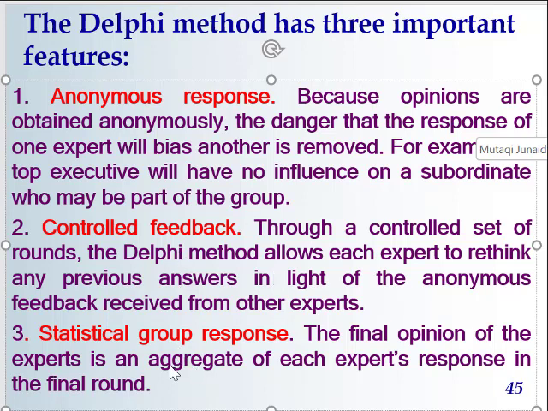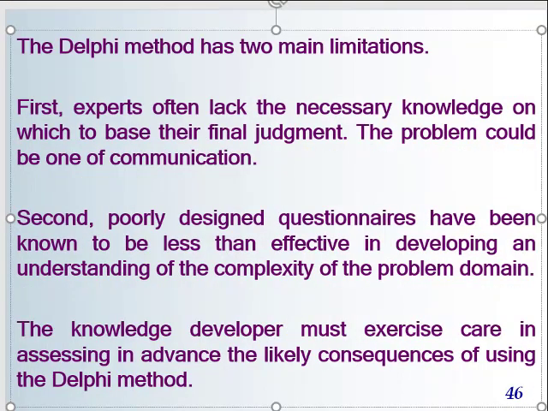The third thing is that the final output we get is a statistical group response. It's not a single person's, because it's anonymous and experts don't know whose solution it is. The solution which comes at the end is the solution of the whole group. It's a statistical group response. It's an aggregate of each expert's response in the final round. We take it as an aggregate, and it belongs to nobody in particular, not a particular expert, but to the whole group. That's very important.